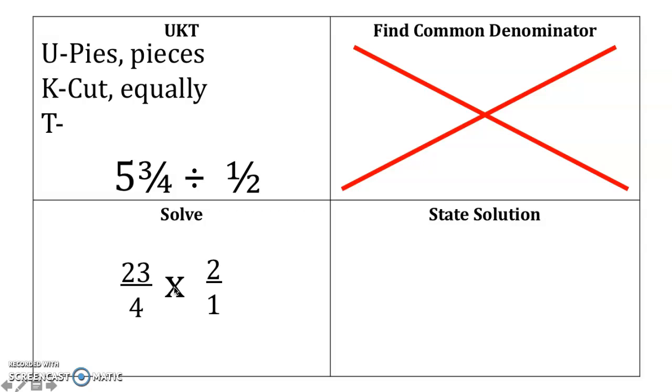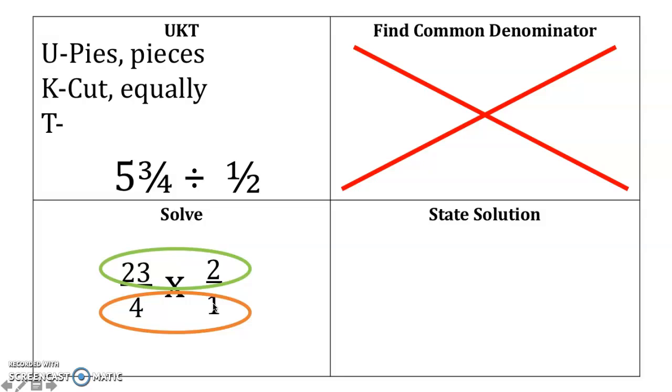And I posted earlier on our Facebook the Keep, Change, Flip song to help you remember the steps in dividing fractions. So when we divide by fractions, our tip is to keep, so keep this first fraction the same, change the division sign into a multiplication sign, and then flip. Change the 1/2 into 2 over 1. So our numerator becomes our denominator, and our denominator becomes our numerator.